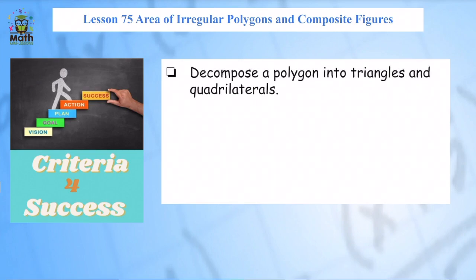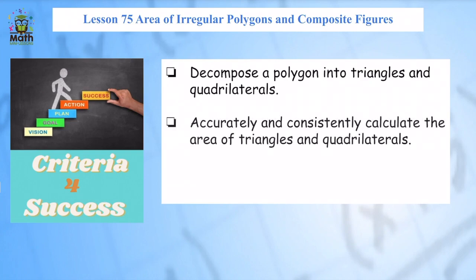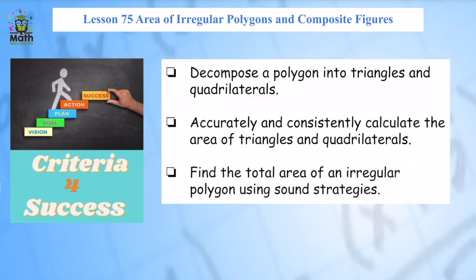Watch how I decompose polygons into triangles and quadrilaterals, because we know how to find the area of those two. Then watch how I accurately and consistently calculate the area of those triangles and quadrilaterals. So if I can find the area of the pieces, I can figure out the whole piece. And how I can find the total area of an irregular polygon using sound strategies.